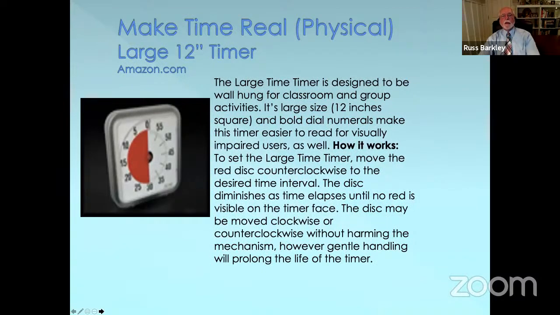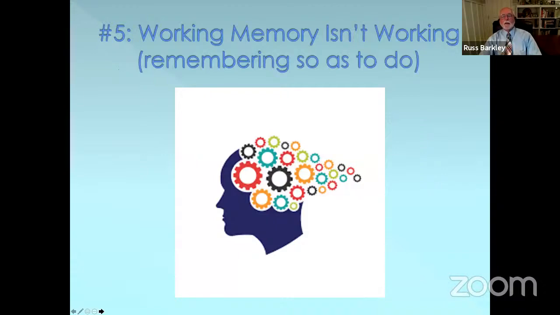Here's a clock you can get at Amazon. It's a 1-foot clock that has a red disc, and you can set it for up to an hour, and it slowly shows the passage of time.